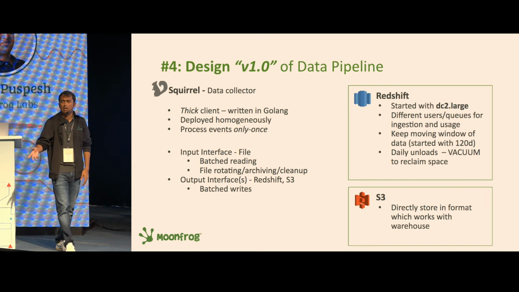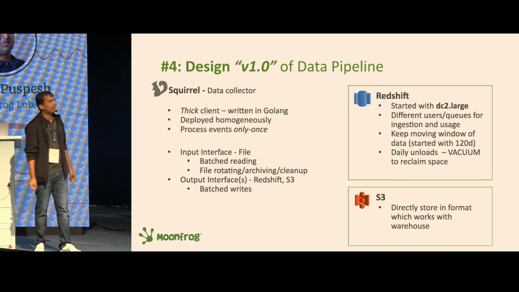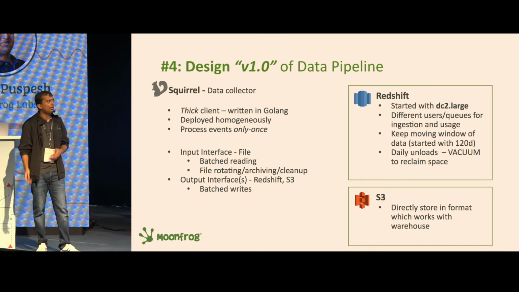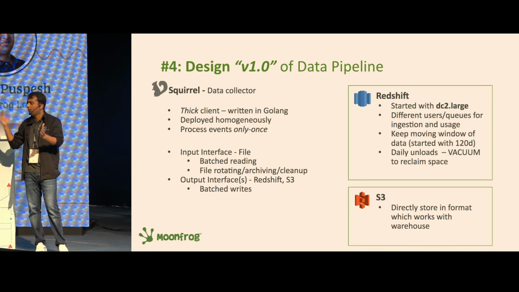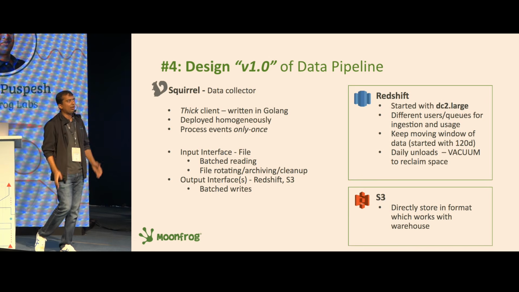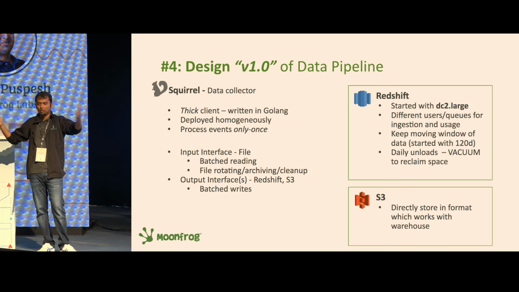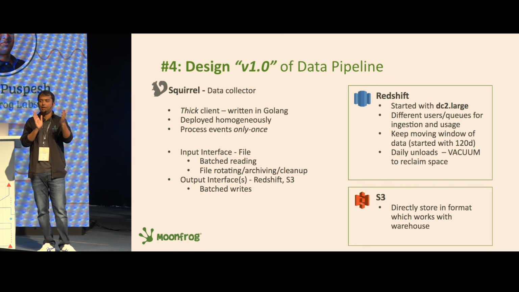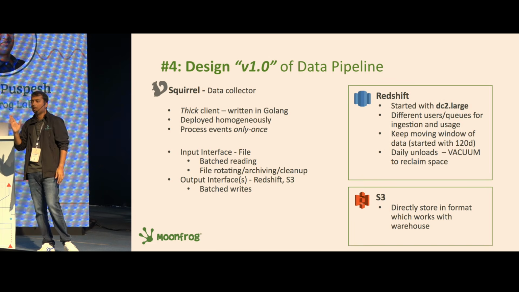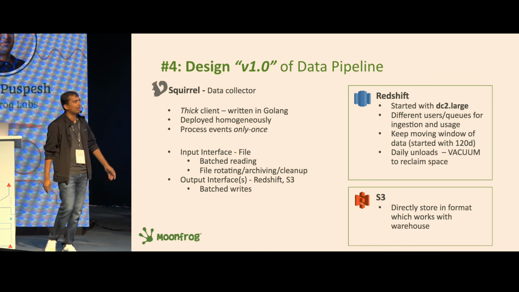So we started with DC2 large. Anyone familiar with Redshift knows this is the smallest instance that you can start with. Different user queues for ingestion and usage, because we are live ingesting data as well as directly consuming it continuously in the beginning, on a moving window of data. That's the most important part. With Redshift, you cannot store an indefinite amount of data. If you do, you can, they will like you, but you will end up paying a huge amount of money to them. So we kept a small window, a 120-day moving window, so that the older data we are purging, you don't need it continuously. You can aggregate it and keep it in a much smaller footprint.